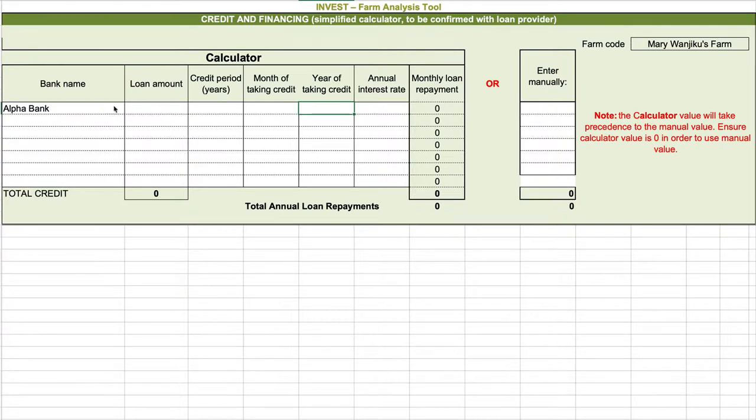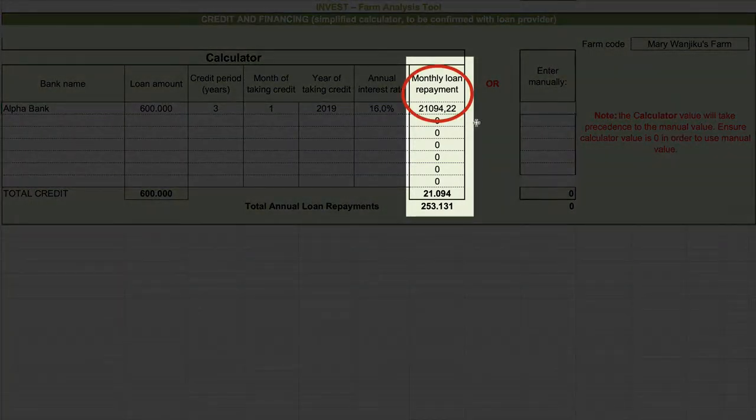We know from the country case card Kenya that there is a loan from Alpha Bank of 600,000 Kenyan shillings. The loan has been provided for 3 years and the credit has been taken in January, which means that we have to enter 1 for January here, as year we assume 2019. The annual interest rate is 16%. The worksheet calculates the monthly and the total annual loan repayments.